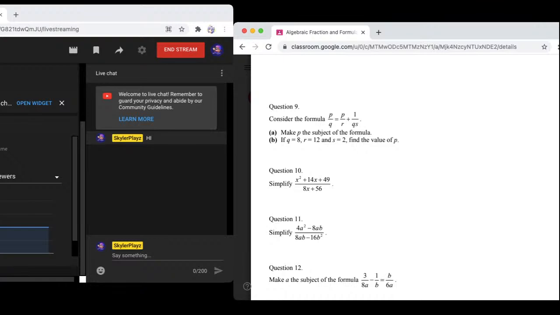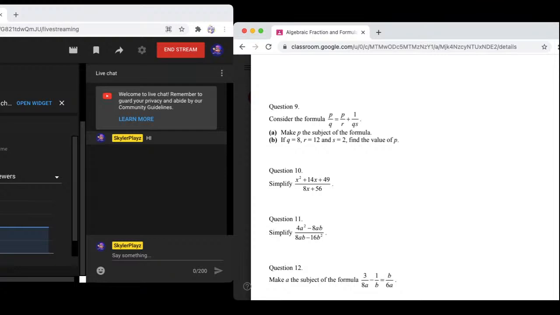Well, if Q equals 8, R equals 12, and S equals 2, P will be equal to R is 12, S 2, R minus Q. 12 minus 8, then it is 12 divided by 8 equals 1.5. Is that okay? Next question.